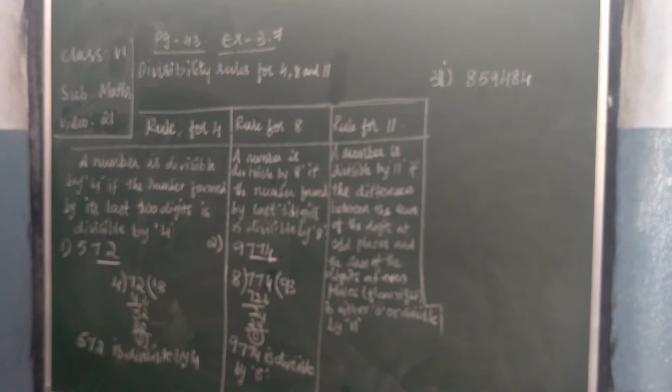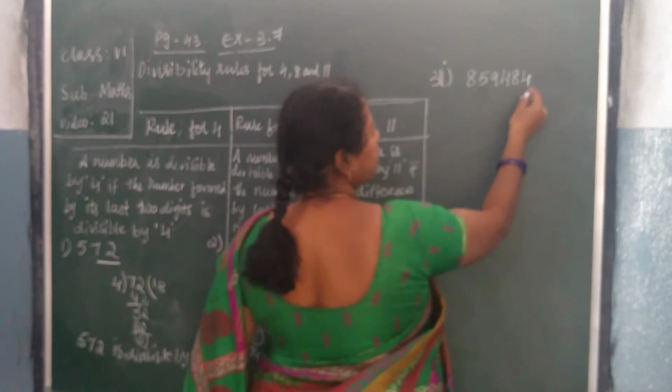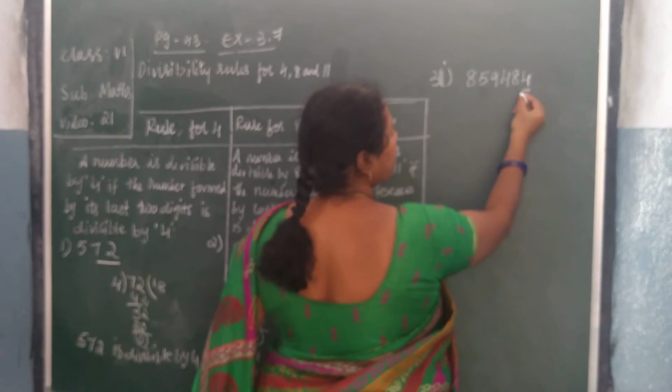Actually, below the rule for 11 only I should write, children, but the place is not there. In your classwork, if place is there, you write below the rule for 11 only. But I am writing on the blackboard beside, children. Now the rule for 11. How are we going to check the rule for 11? See, children. First of all, what are the digits at odd places? From your right hand side only you have to check, children. This is my right hand. This is the odd place.